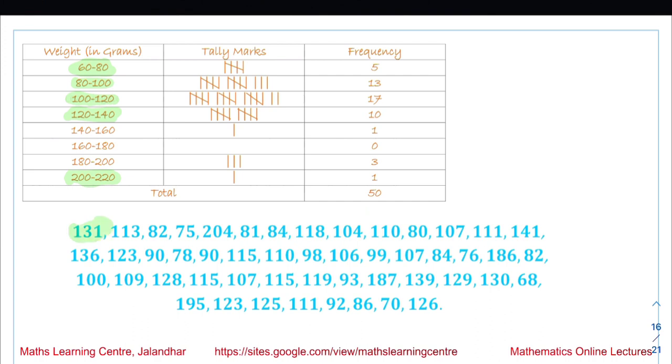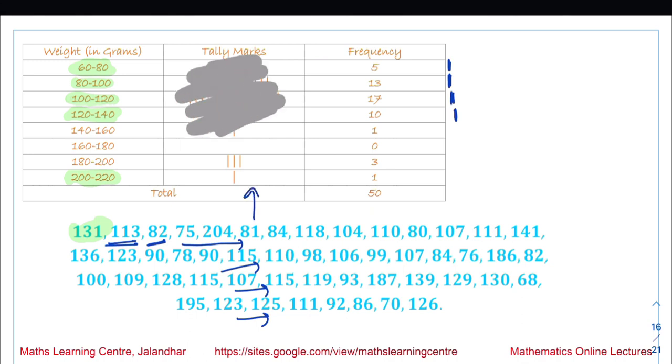So 131 is there, so corresponding to 131, we will put the tally mark in front of this. Then 113 is there, so 113 will lie in this. Then 82 is there, it will lie in this interval. Then 75 is there, it will lie in the first interval, first class we are talking about. Likewise, we will continue and put all these tally marks corresponding to these values. So these are the tally marks shown over here. You can draw it like this.